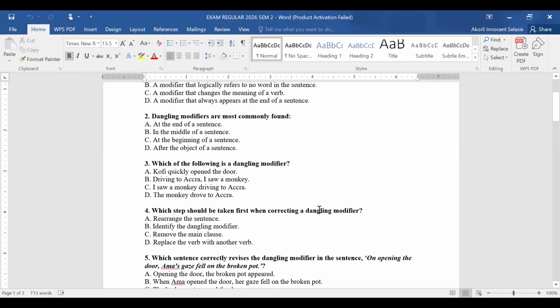Number 2. Dangling modifiers are most commonly found A. At the end of a sentence. B. In the middle of a sentence. C. At the beginning of a sentence. D. After the object of a sentence. At the beginning of a sentence.